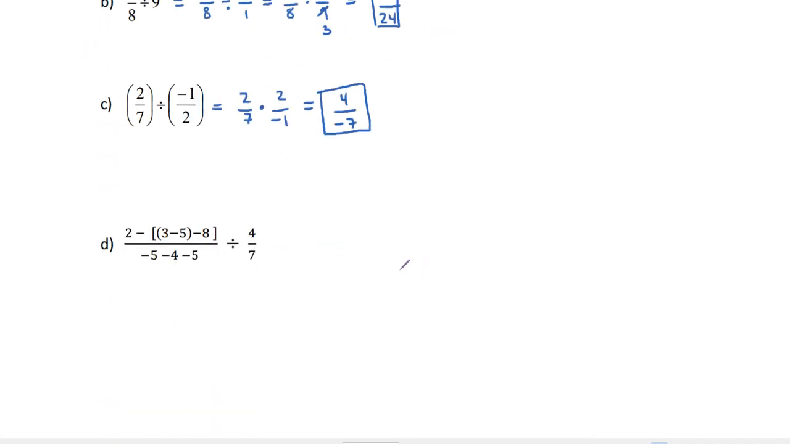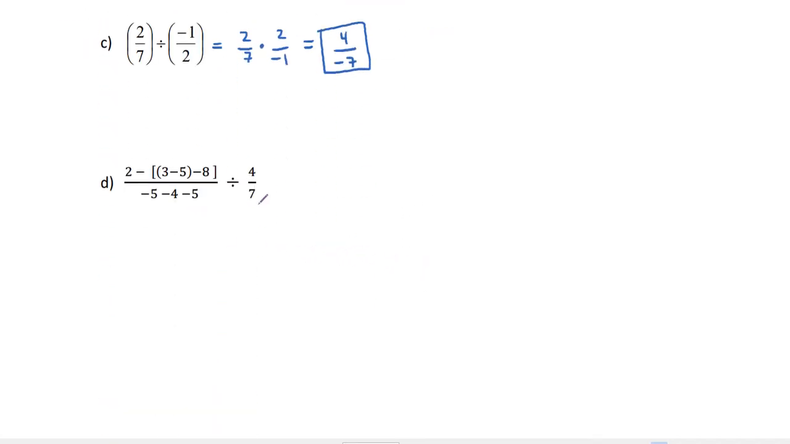And when you have more complicated expressions, we can just combine all these rules together that we've been talking about. So doing our PEMDAS, we're going to simplify what's in these parentheses first. So we'll have 2 minus, and then 3 minus 5 is negative 2. And then we'll still have that minus 8 over negative 5 minus 4 minus 5. It'll be negative, and you just add these up, negative 14.